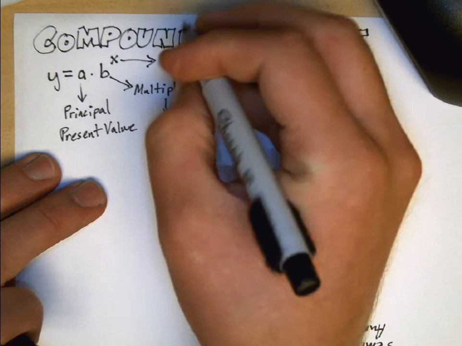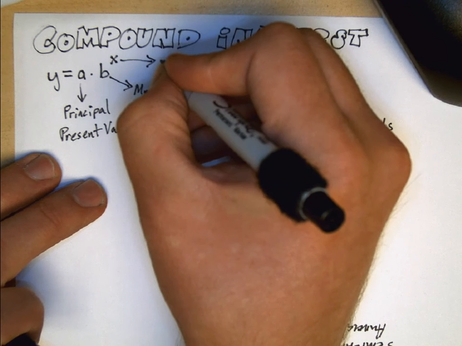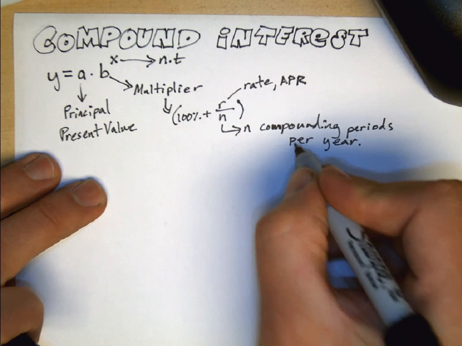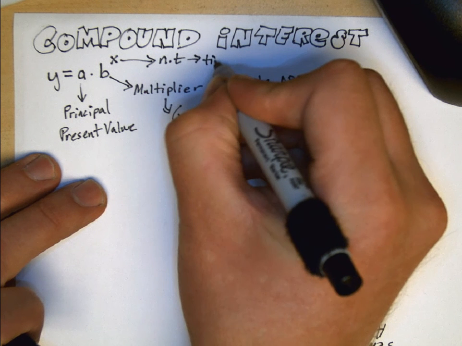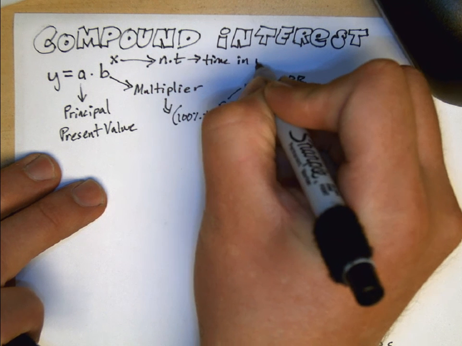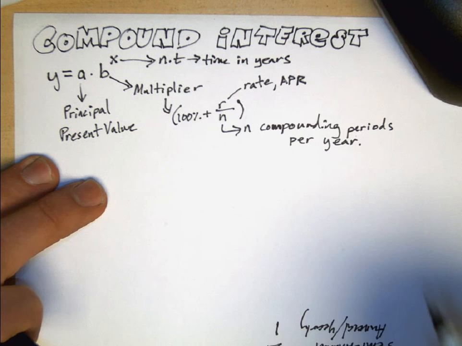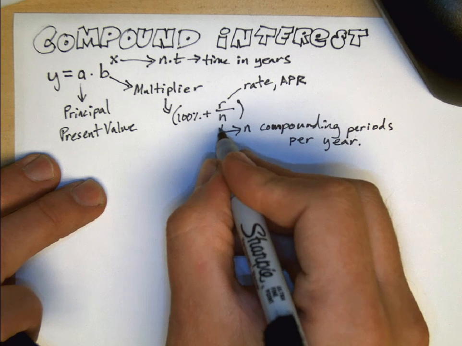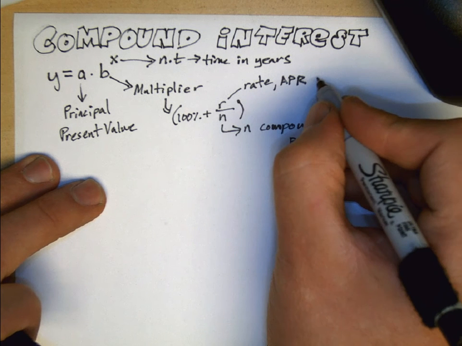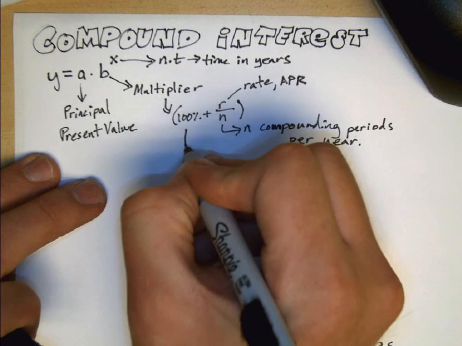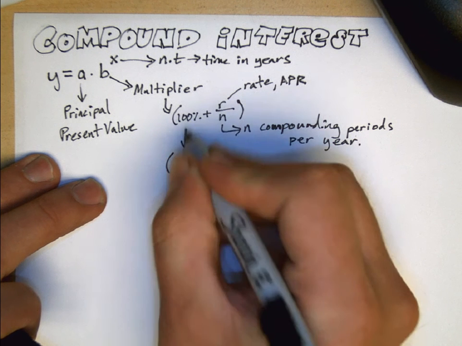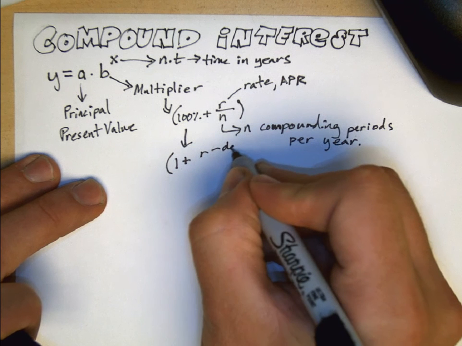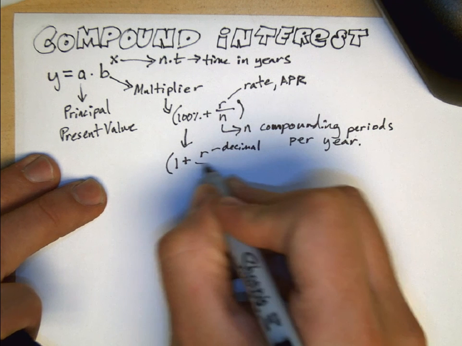X is, in this case, going to be n times t. So again, n is just the compounding periods per year, and t is our time in years. Really the only thing we need to focus on here is the rate, and that's as a percent. On our multiplier, the equation you'll see is 1, because that's just 100%, and then we convert the rate to a decimal and divide it by n.